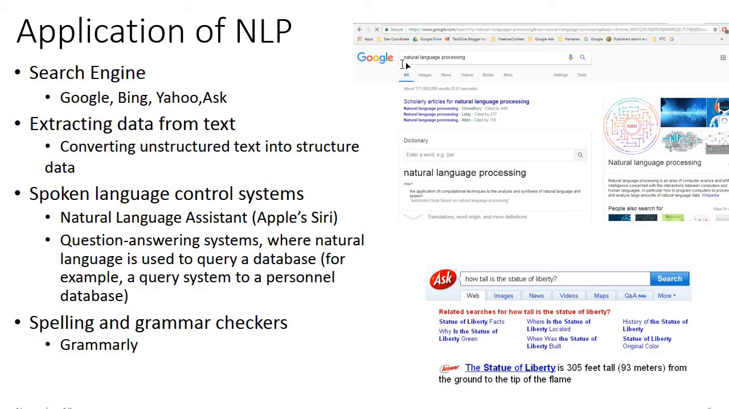If it doesn't use NLP, it will just match word by word. However, with natural language processing, it tries to understand the sentences you are typing. So it tries to understand the sentences and find the best match for your search. And extracting data from text, converting unstructured text into structured data.